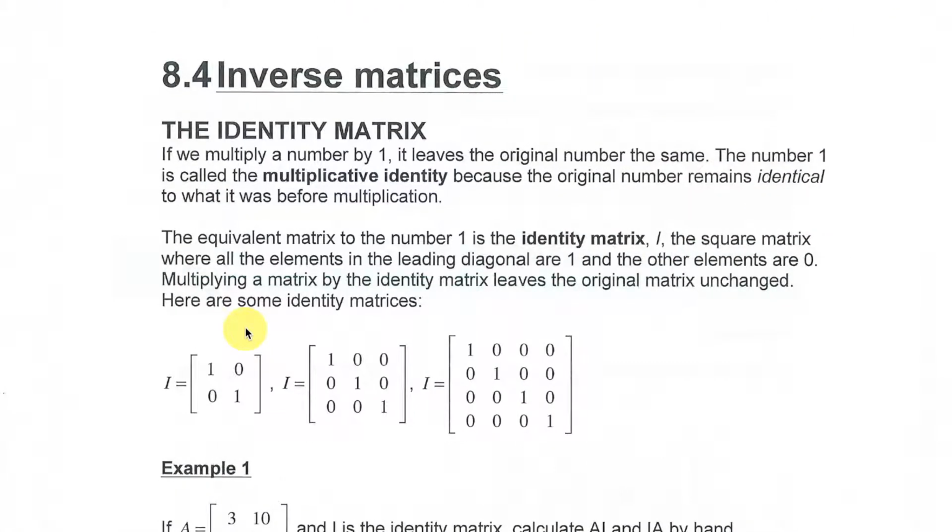An identity matrix is a square matrix that consists of ones across the leading diagonal and everywhere else zeros. So in the first case, we've got a 2 by 2 matrix. You can see it's a 1, 0, 0, 1. So the leading diagonal is here from the top left-hand side to the bottom right. There we have ones, everything else zeros.